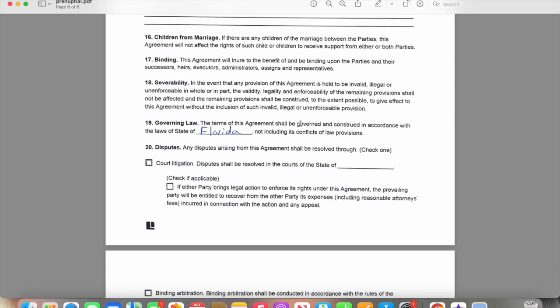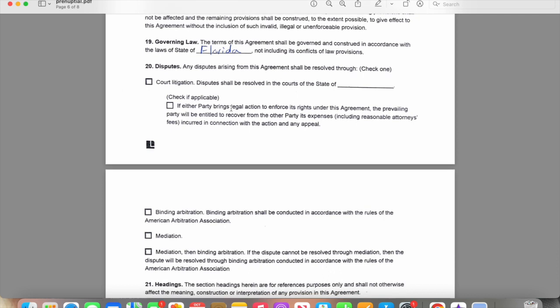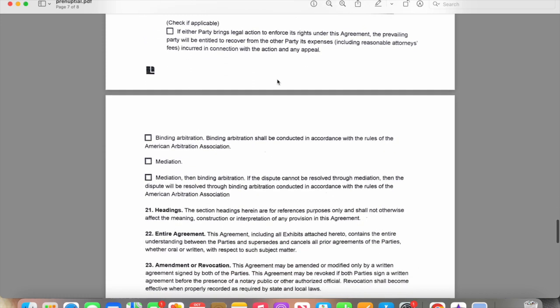So then you'll go ahead, keep going, whatever state you're in. So I'm in Florida, so I put Florida. But if you're in a different state, you'll put a different state. And then here for disputes, you'll put the state of Florida again. And this is if somebody brings legal action.